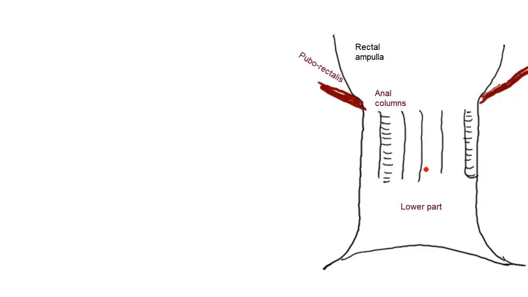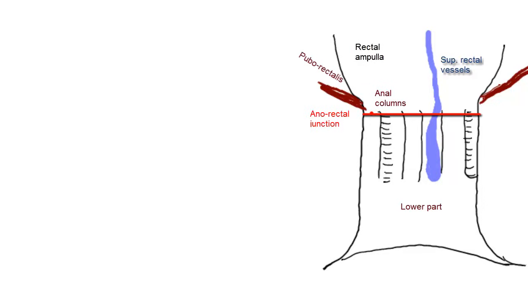The inside of the anal canal can be described as an upper part and a lower part. The upper part of the anal canal is characterized by the presence of anal columns. These are longitudinal ridges in the superior half of the mucous membrane of the anal canal. They contain the terminal branches of the superior rectal artery and vein.